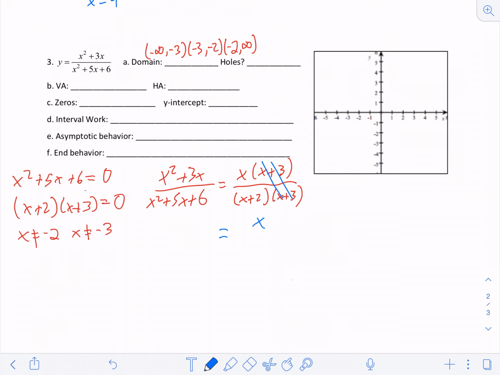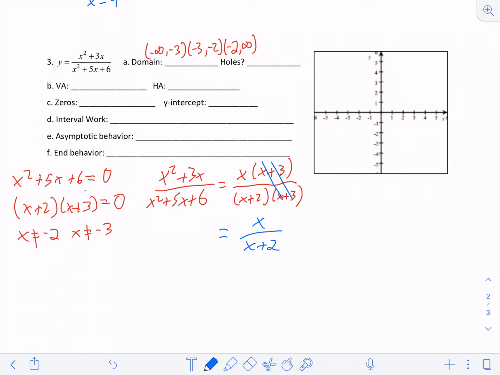And that means my final function that I'm going to be working with here is x over x plus 2. And this is an equivalent function, and I'm going to go ahead and graph using this function instead. And this makes things a little bit easier to find my asymptotes and to find my zeros and to find my y-intercepts. It's going to be a little bit easier to plug things into.